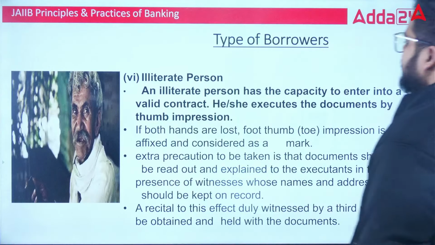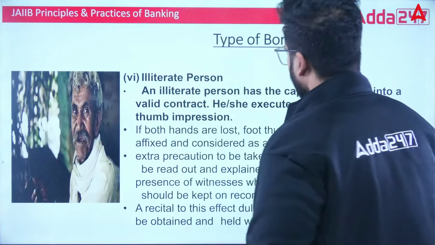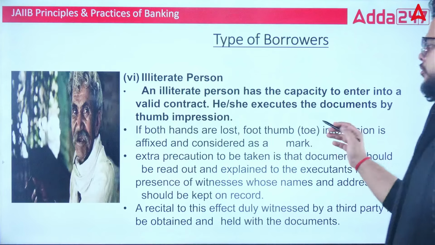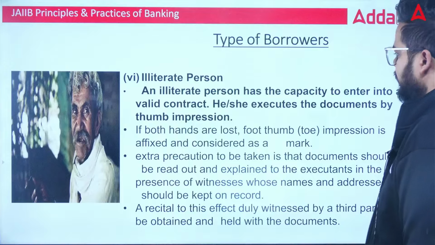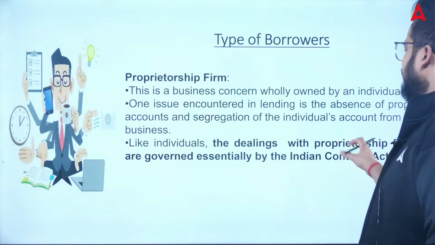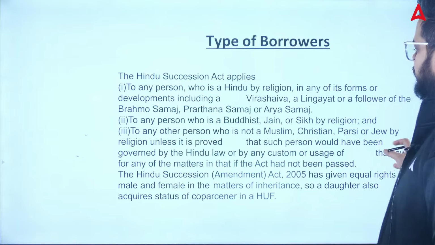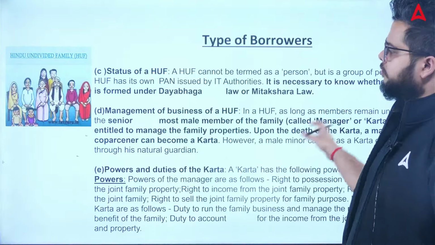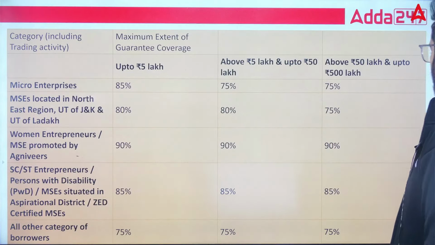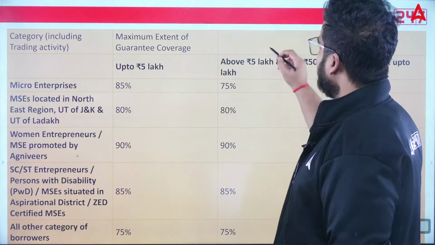So illiterate person, next, if you have one illiterate person and they want to open an account, if they have hands, then thumb impression will be there. If not, then foot thumb will be there for the illiterate person. Proprietorship firm, we have already seen. Partnership firm, done. Then we have the Hindu Succession Act. Here the HUF will be discussed. This is done. Now the most important one, the table, when we talk about the important guarantee coverage.